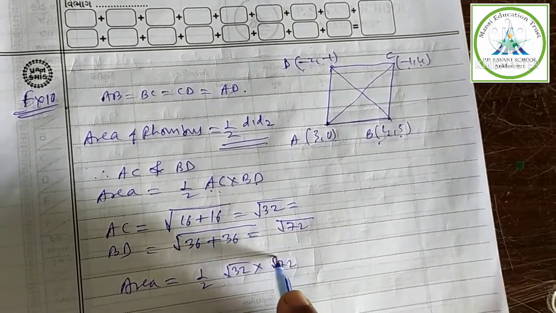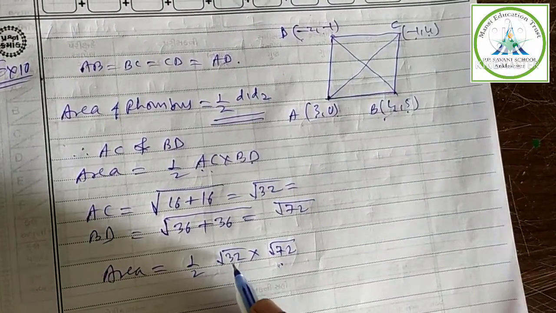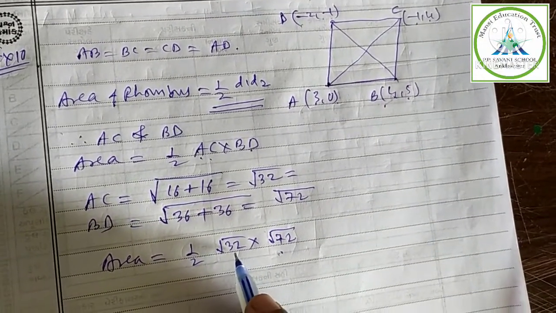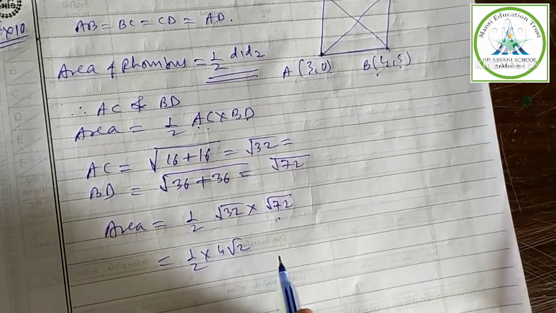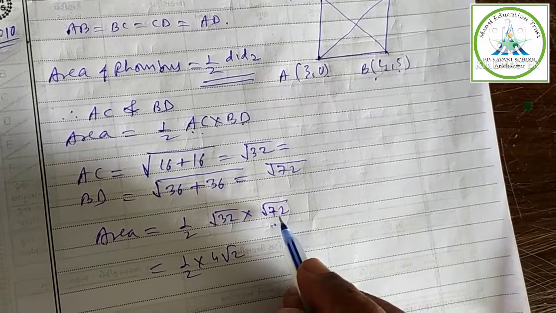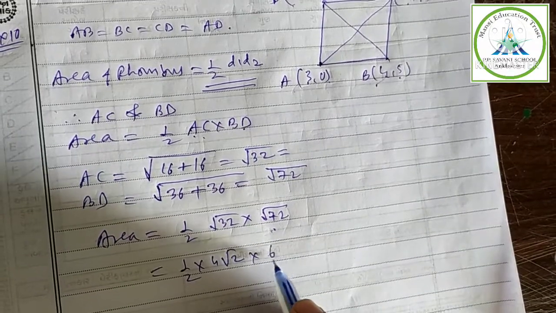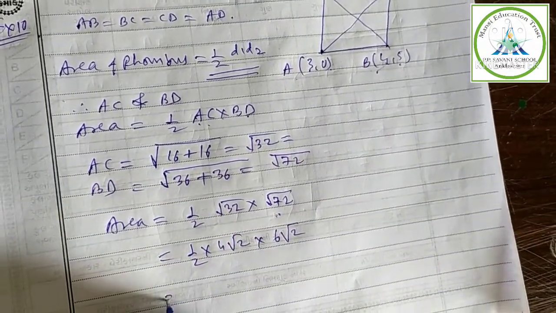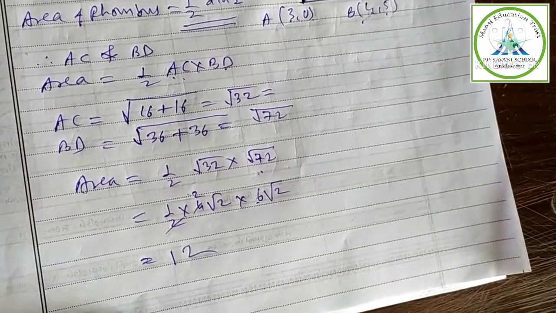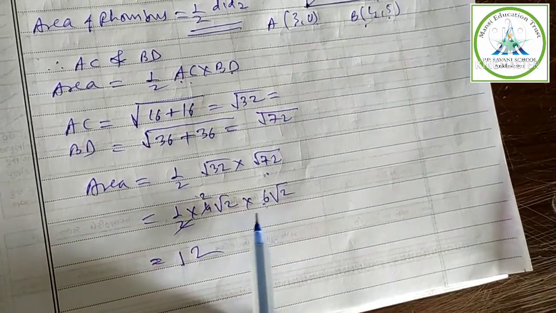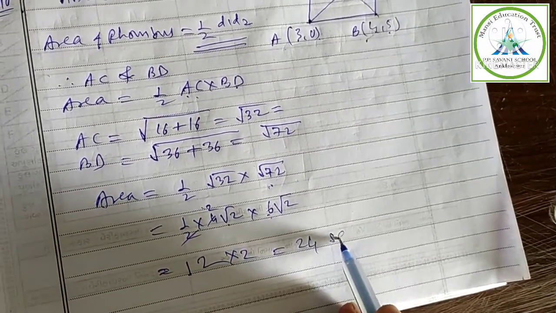Now prime factorize this so that some perfect square will come out. Okay, see, root 32 is 16 into 2, so 16 comes outside, 1 upon 2 into 4 root 2. And this is also 36 multiplied by 2, 36 comes outside as 6, 6 under root 2. Clear? See now, students, cancel 2, 6 12, 2 into 6 12, and root 2 into root 2 is 2, that is equal to 24 square units.